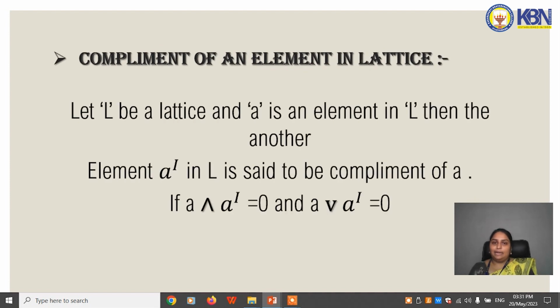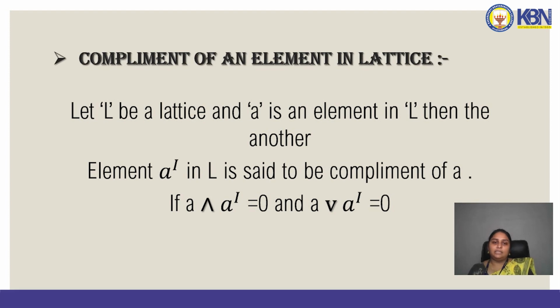If L is a lattice and A is any element in L, and we take another element in the same set, that is some A complement. A is an element in L and A dash is also an element in L, then A dash is said to be the complement of A if it satisfies two properties. That is, when we meet those two elements, we have to get the result 0. When we join those two elements, we have to get the result 1.